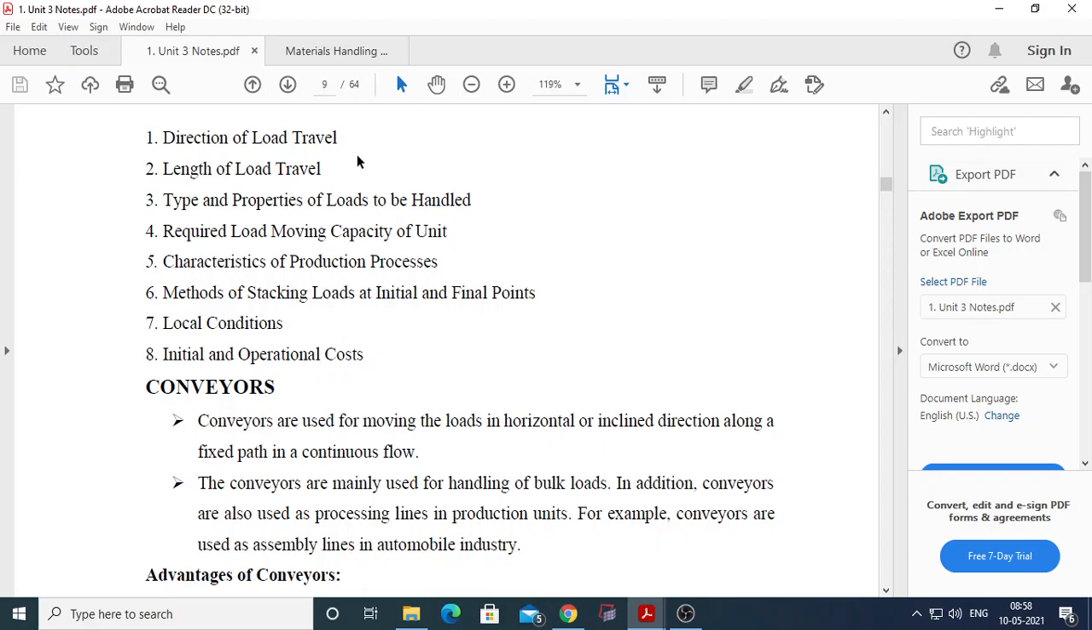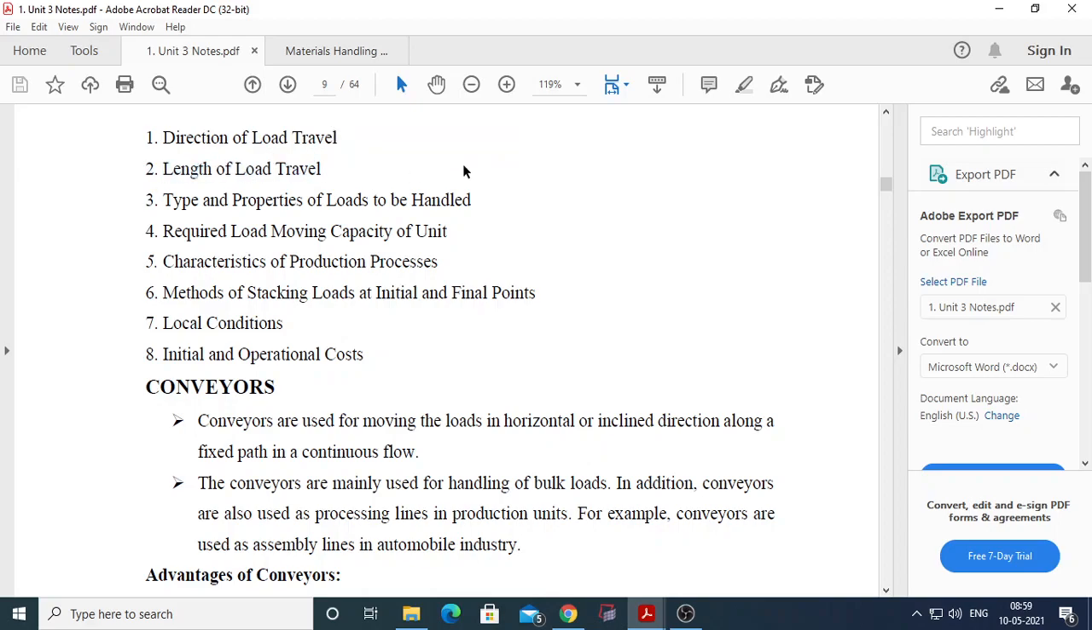If the load travels in the horizontal or close to the horizontal direction, then we have seen that various types of conveyors are used, as in the classification. So for the direction of the load travel, there are three directions. First is the vertical direction: you have to use a hoist, crane, or elevator. If you have the horizontal direction or incline, you have to use a conveyor.